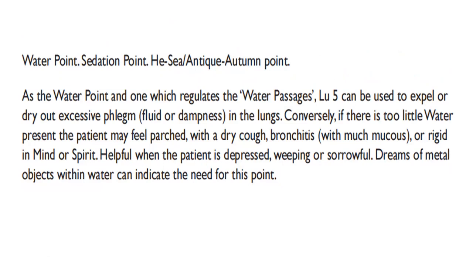autumn point. As the water point and one which regulates the water passages, Lung 5 can be used to expel or dry out excessive phlegm, fluid, or dampness in the lungs. Conversely, if there is too little water present, the patient may feel parched with a dry cough, bronchitis with much mucus, or rigid in mind or spirit. It is helpful when the patient is depressed, weeping, or sorrowful. Dreams of metal objects within water can indicate the need for this point.